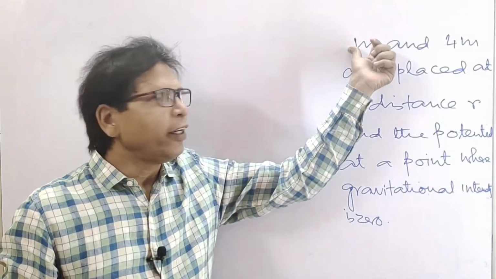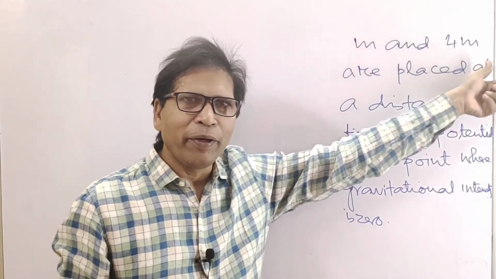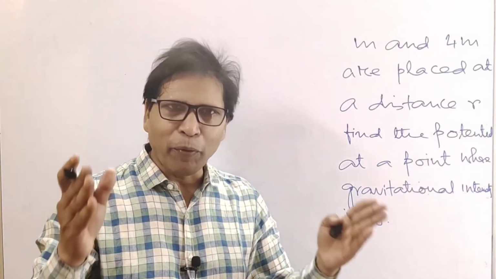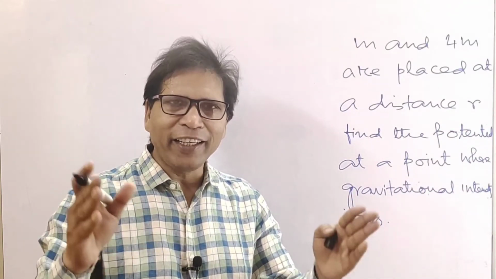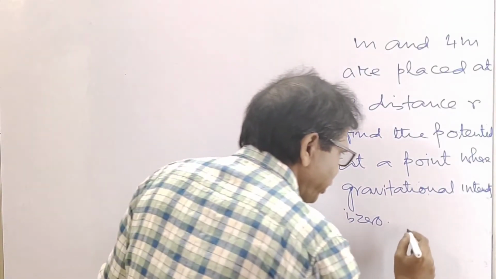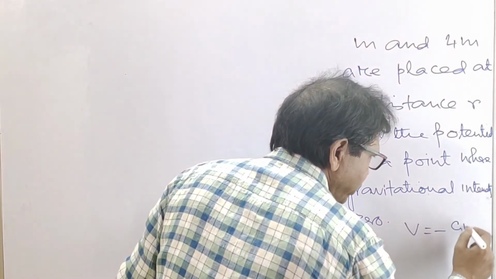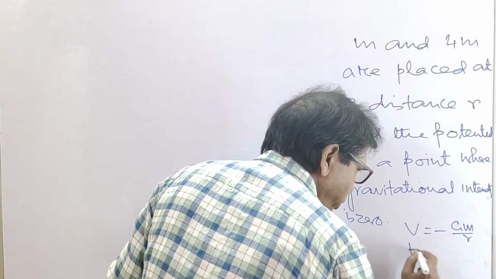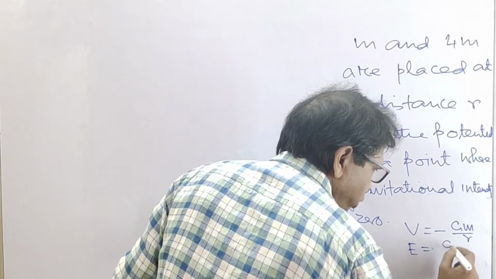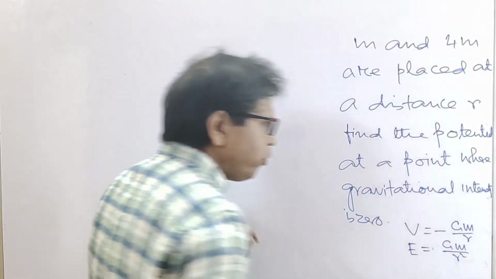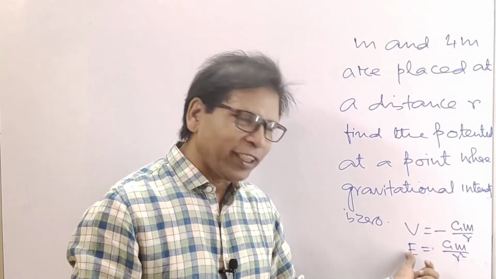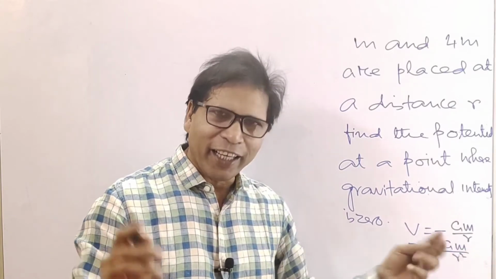Okay, look at this. Masses m and 4m are placed at a distance r. We have to calculate the potential at a point where gravitational intensity is 0. Now look at this, we know the expression of gravitational potential V equals minus GM by R, and the expression of intensity is GM by R square. Potential is a scalar quantity and intensity is a vector quantity. The direction of gravitational intensity is directed towards the mass.